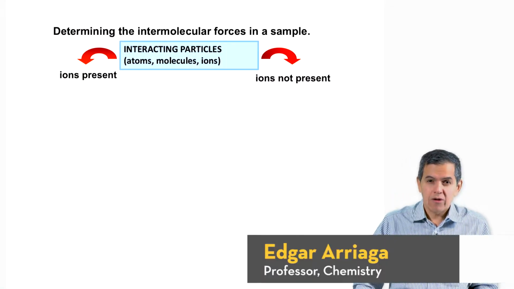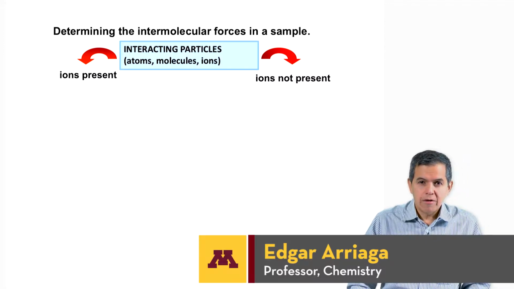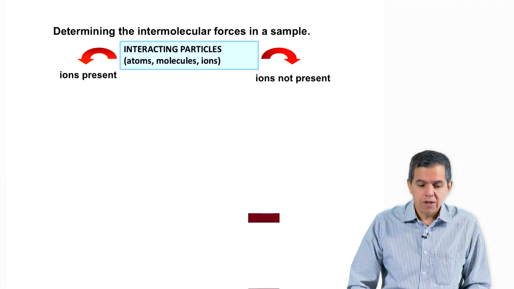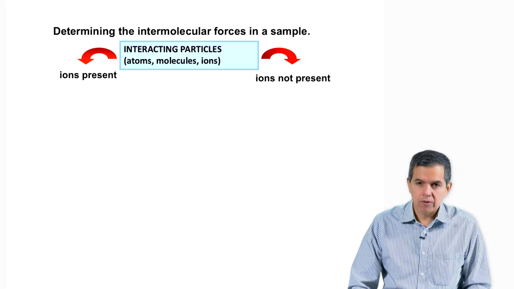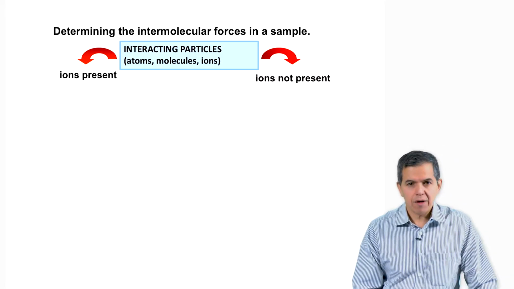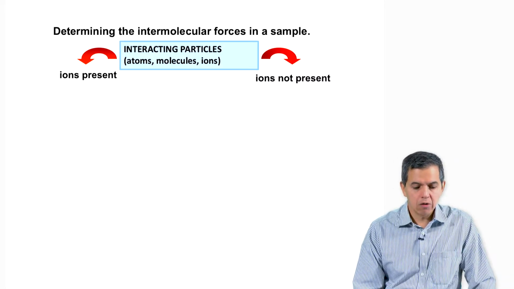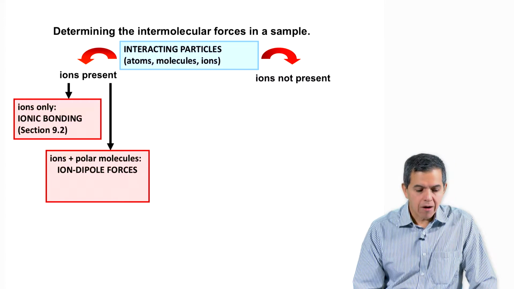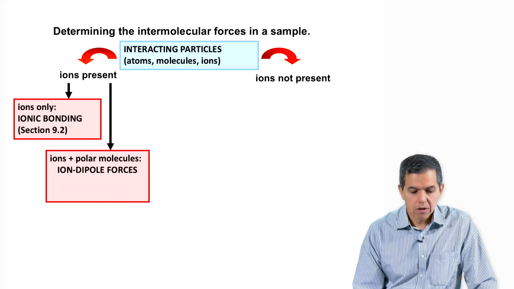This is a short introduction to how we determine the intermolecular forces in a given sample, whether it's a pure compound or a mixture of two compounds. So the first thing to note is that we have to identify whether there are ions present or not. If there are ions present, we have to identify if they are basically alone, forming ionic bonding, or interacting with polar molecules to form ion-dipole forces.